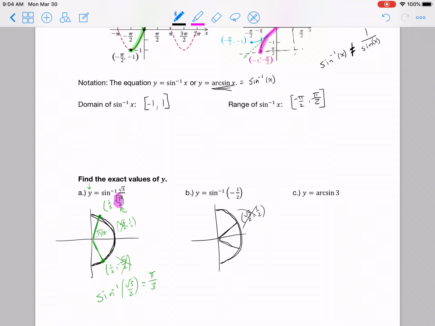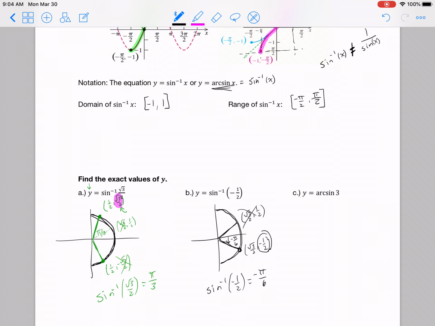And then the only other place over here is at negative pi over 6. I think I said pi over 3 a second ago. Negative pi over 6 is going to be square root of 3 over 2, negative 1/2. And so there we go. There's our negative 1/2 in the y position. It's within this side of the unit circle where we're looking. And so we can say then that the arc sine of negative 1/2 is negative pi over 6. Okay, between negative pi over 2 and pi over 2.